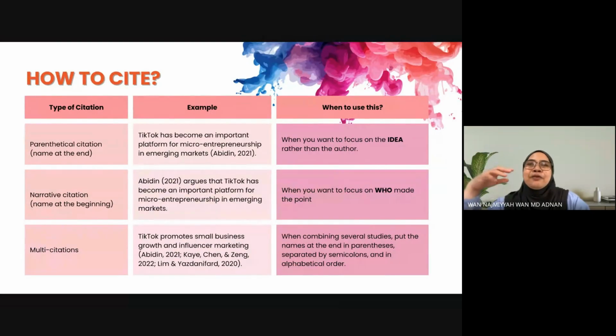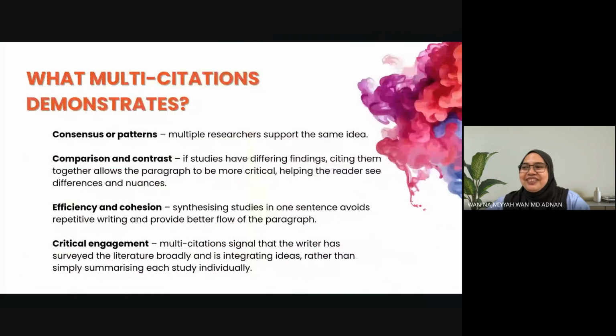Okay, so unless Abidin is a very famous person, a very established researcher, then you can put Abidin at the beginning of the sentence. If not, then he deserves to be at the end of the sentence. Okay, so that's how you cite your literature. Okay, so what does multi-citation demonstrate?